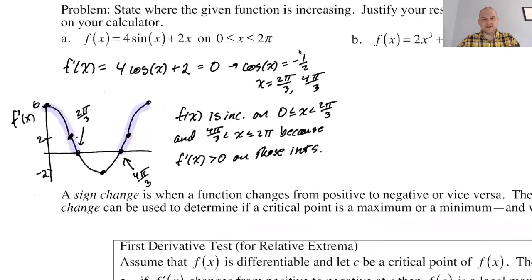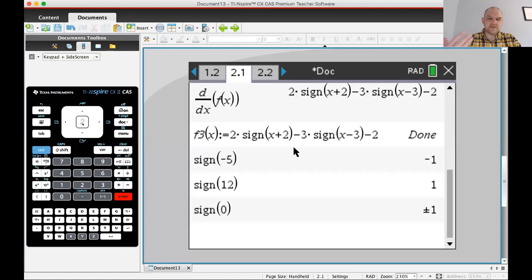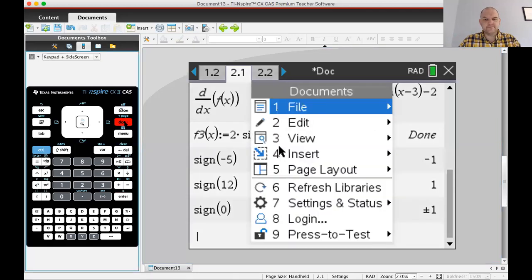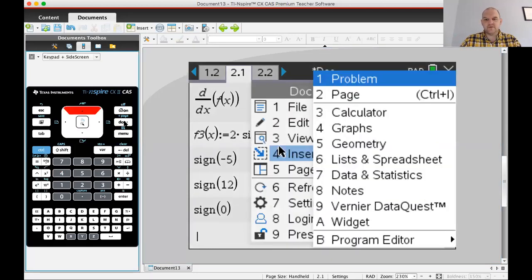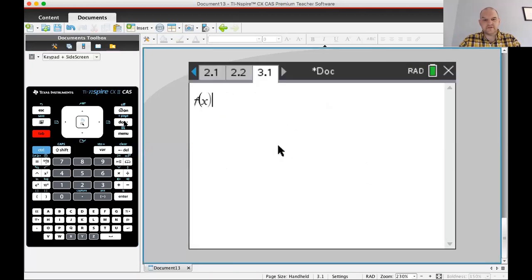We're supposed to check this on our calculator. So let's do that. Go over here. Now, how are we going to check it? We have a couple of options. One, let's add a problem. Let's define the function. So the function is 4 sine of x plus 2x.